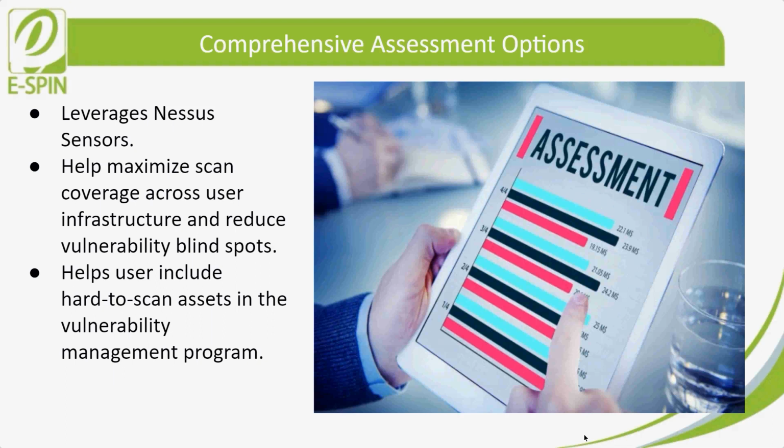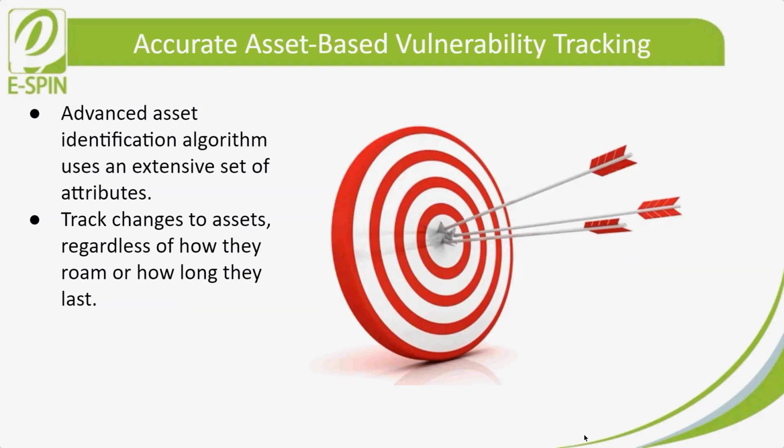licensing. Okay, the third one is accurate asset-based vulnerability tracking. Okay, Tenable.io provides the ability to track assets and their vulnerabilities more accurately than any other solution in the industry. An advanced asset identification algorithm uses an extensive set of attributes such as Tenable ID, NetBIOS name, MAC address, and many others, to accurately identify and track changes to assets regardless of how they roam or how long they last. Okay, the fourth one is vulnerability prioritization based on actual risk.